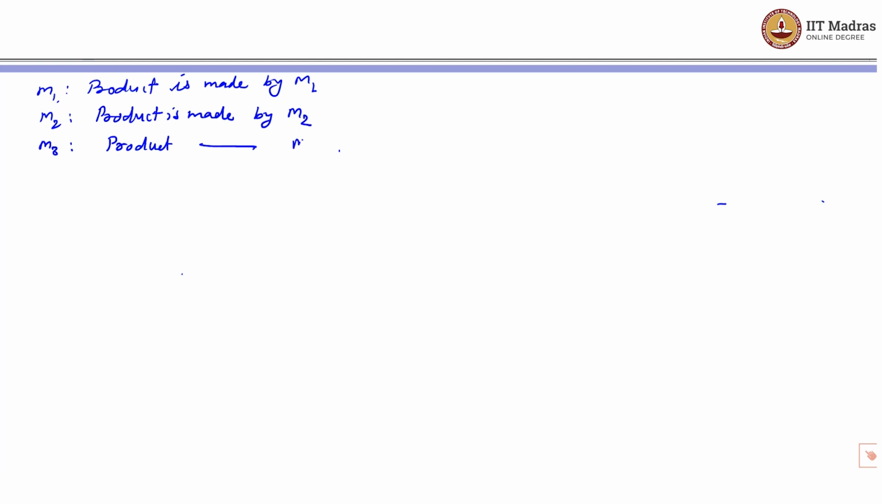So let me define the events. M1 as product is made by machine M1. M2, the event that product is made by machine M2, and M3 as product is made by machine M3. And let me define the another event D as the chosen product is defective.